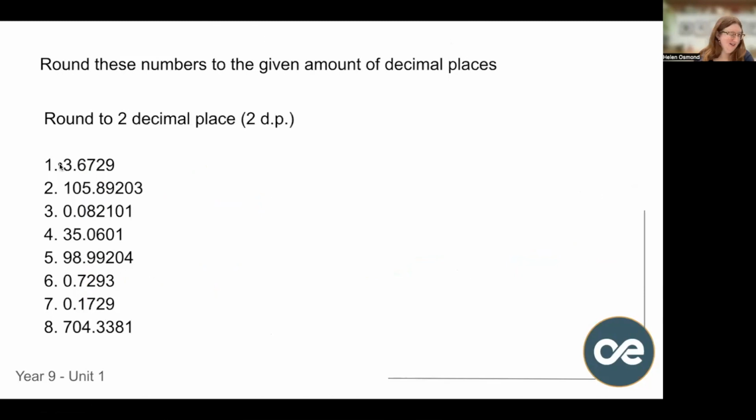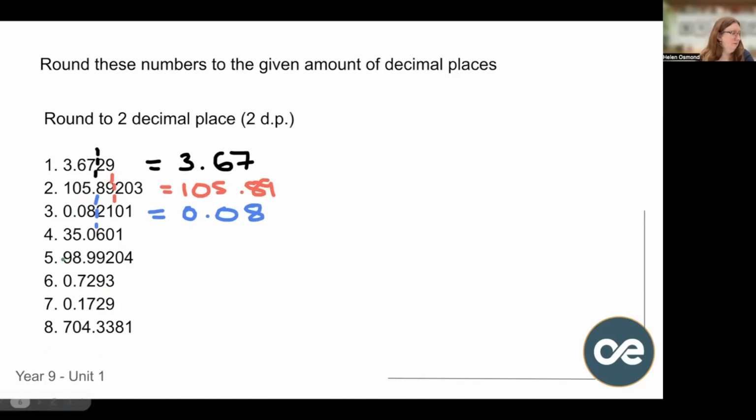Welcome back. Let's crack on and see how we've got on with these. So now I'm rounding to 2 decimal places. I'm looking here. This is my gap. So this is 3.67. The 2 means we're rounding down, not rounding up. On this one, we've got the line here. So this is 105.89. On this one, it's here. So we get 0.08.